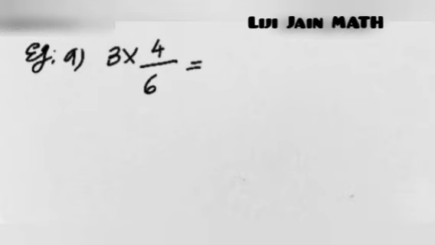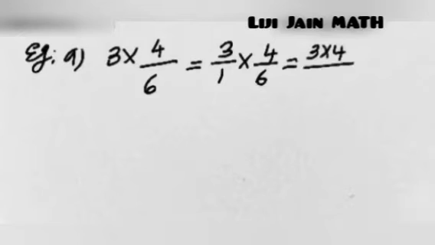Here, which is the whole number part? 3 is the whole number part. So 3 has to be written in the fraction form, that is, 3 by 1 into 4 by 6. Now can we apply the rules? Yes, product of the numerators 3 into 4 by product of the denominators 1 into 6. Any common factor? Yes, 3 and 6. 3 twos are 6.